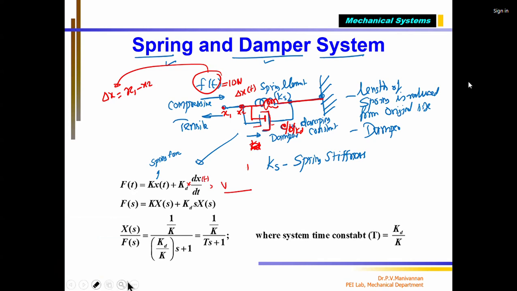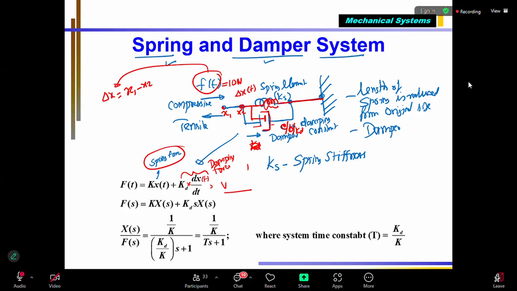And this represents what you call a damping force generated by the damper, similar to the spring force. So now, according to Newton's equation, we can say that the input force is equal to the force generated by the spring and damper. These two are opposing the movement.